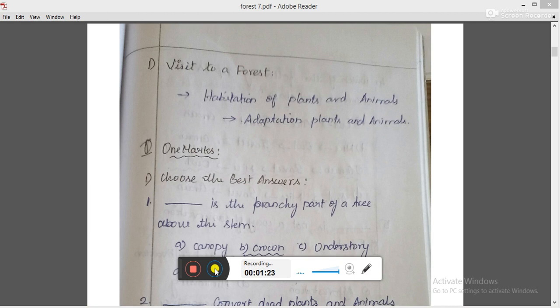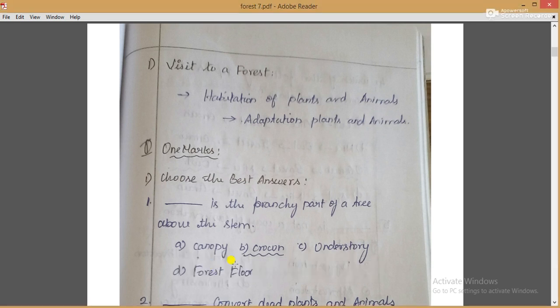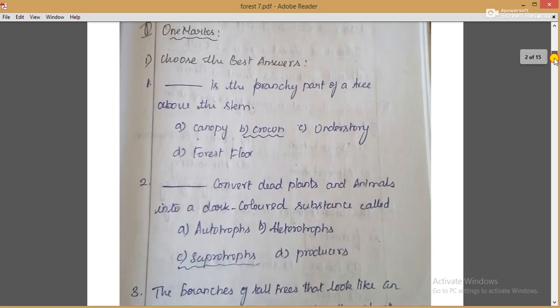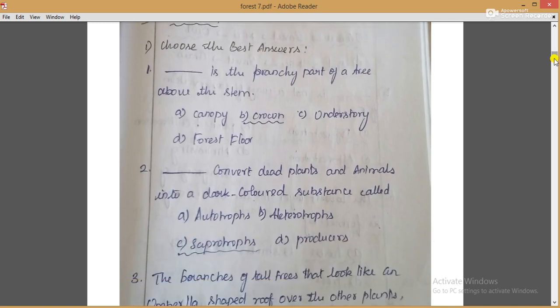Okay, 1 mark session. In this lesson there are 10 choose the best answers, 10 fill-ups and 5 true or false. First, we have to see the 10 choose the best answers. First one is: dash is the branchy part of a tree above the stem. So the answer is crown.